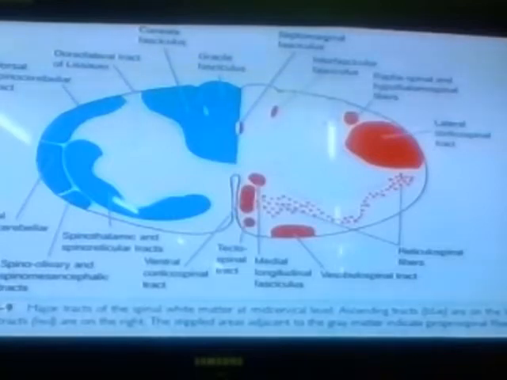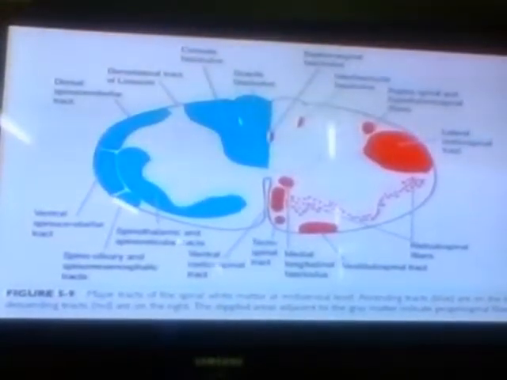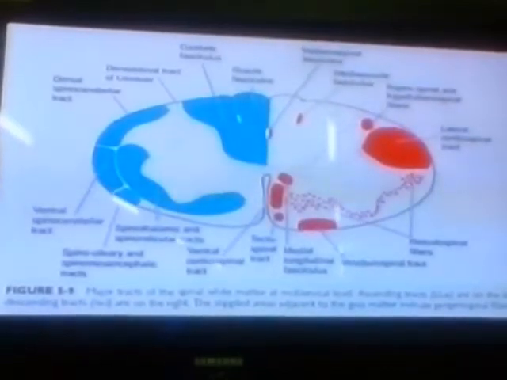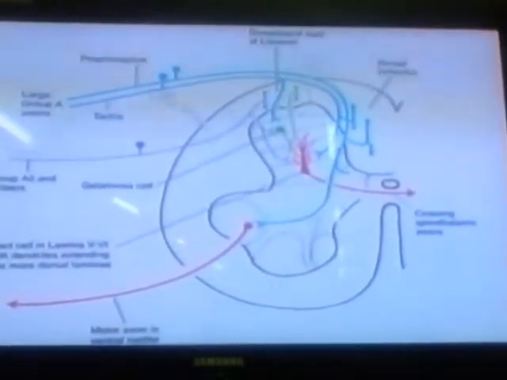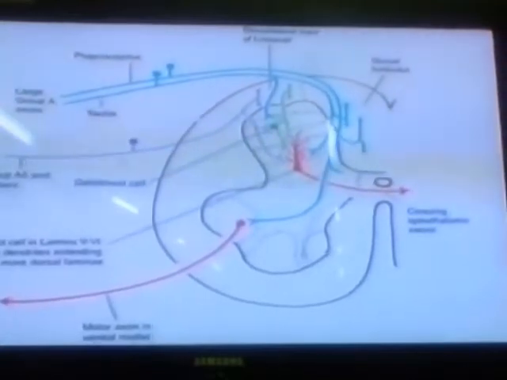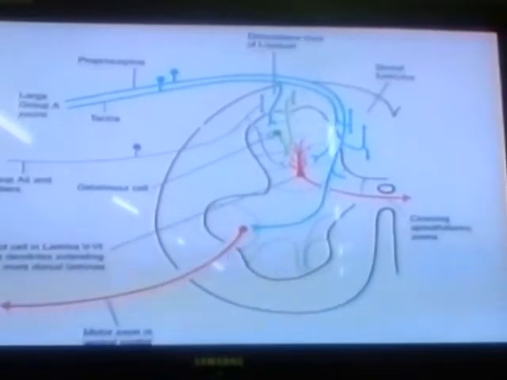That's better. All right. So let's try and trace some of these tracks now. Which one do you want to start with? The descending? Let's start with the ascending first. This is a schema showing the spinal cord with both input and output. So we go dorsally, so this will be a dorsal root, and ventrally as it relates to motor.